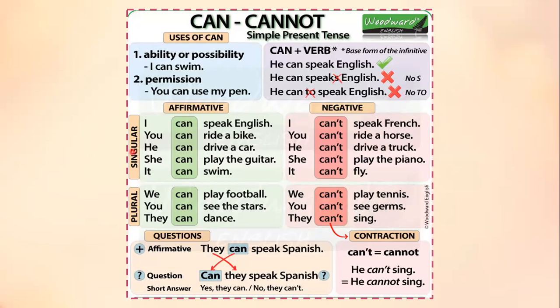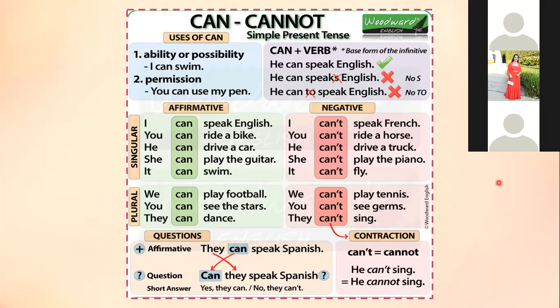Just remember that pronunciation here is important. We have can, which is the affirmative form, right? And the negative, as we saw in the video, can't, okay? So we have can and can't. Don't forget that. So here we have questions. Here we have the questions. Let's see, we're going to have Natalia.